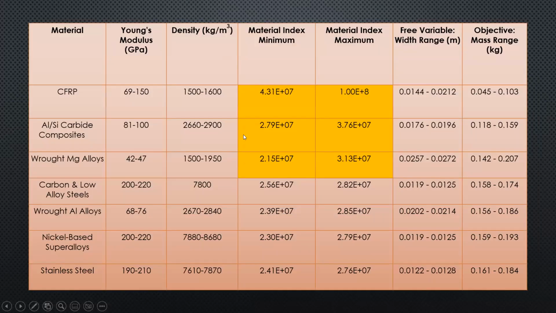Going ahead and tabulating these materials with their Young's modulus and density, we find the material indices, and we see that the best materials are CFRP, aluminum silicon carbide composites, and magnesium alloys.